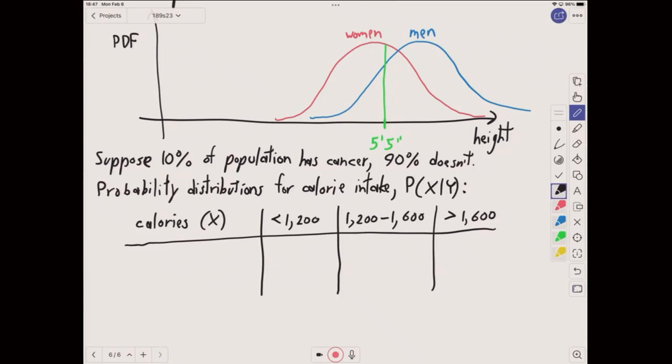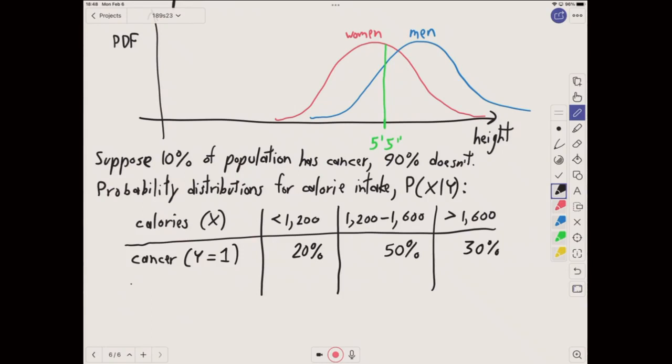All right, so I looked at a bunch of people who have cancer, which we will call the condition y equals 1, meaning somebody has cancer. And we discovered that of those people, 20% of them are eating fewer than 1,200 calories per day, 50% are eating between 1,200 and 1,600, and 30% are eating over 1,600.